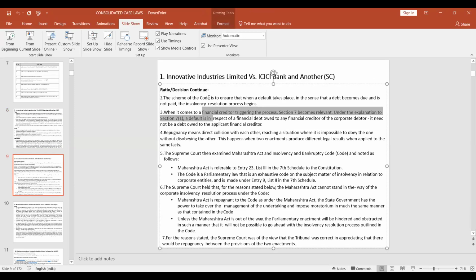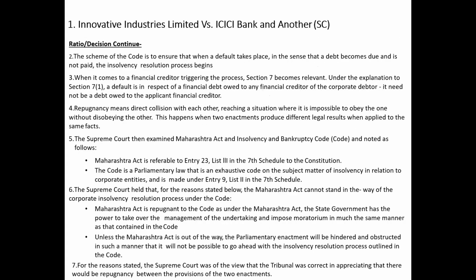So there was discussion on the supremacy. So what did they say? The Supreme Court said that the Maharashtra Act is referable to entry 23, list 3, and the code is a parliamentary law. Okay? It is given in list 2. So the Supreme Court held that for the reasons stated below, the Maharashtra Act cannot stand in the way of this CIRP. Okay? The Maharashtra Act is repugnant to the code.